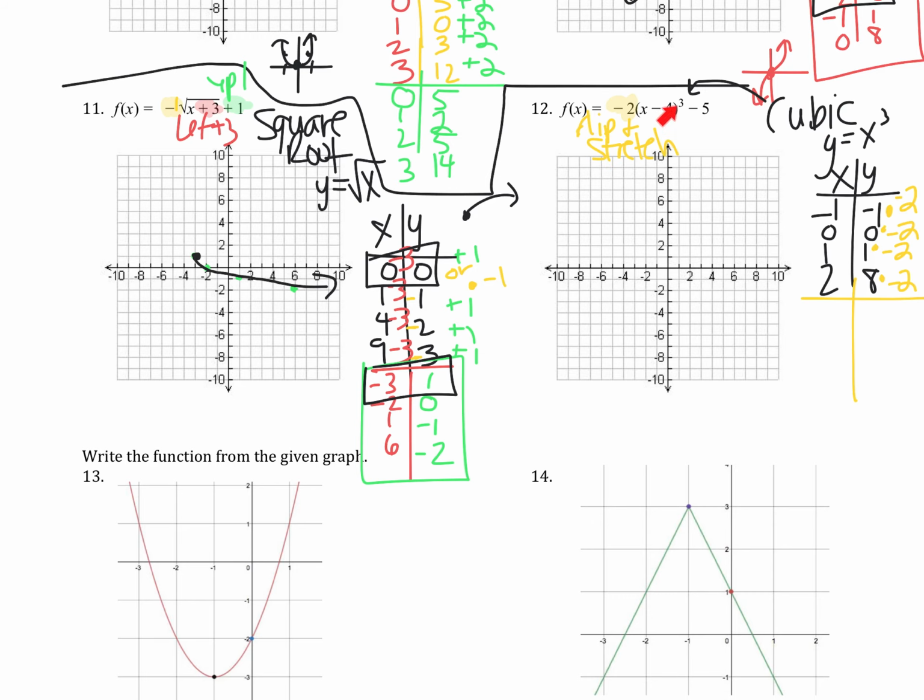This last function, because it has an exponent of 3, it's cubic. So the parent function is x cubed. Start with -1, 0, 1, 2, and if we cube them, we get -1, 0, 1, 8. That's our starting spot.